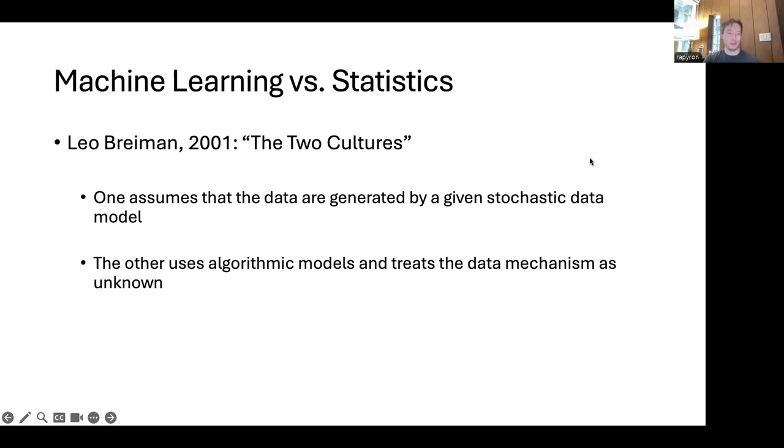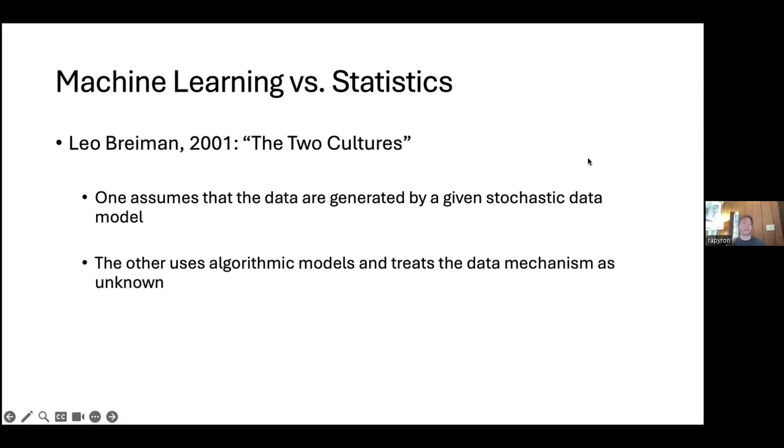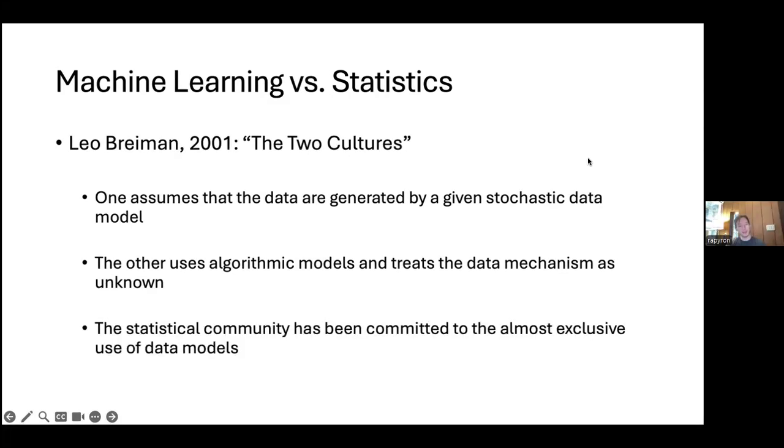Like whether that's the mutation process in evolution or the ecological processes that constrain population size, and we want to learn about those. But in certain instances, the complexity of the data generating process might be beyond our ability to infer at that level, and so we can approximate it using algorithms, and that's machine learning. And so he says that the statistical community has been committed almost entirely to data models.